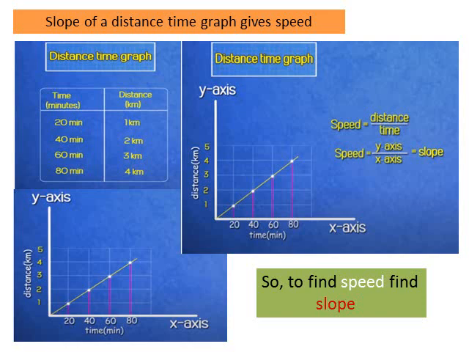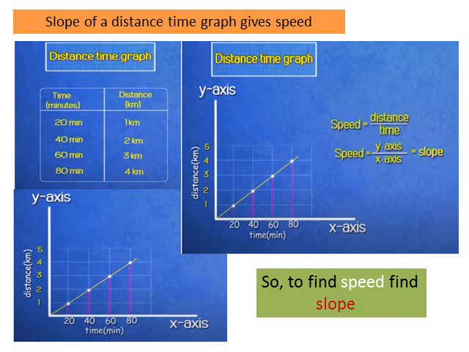Now the same speed can be calculated using the graph. See the formula, distance. Where are these distance values being plotted? In the y-axis. And divided by time. Where are the values of time plotted? In the x-axis. Therefore, speed from the graph is calculated with y-axis value divided by x-axis value. And this way of finding the y-axis value upon the x-axis value is called the slope.